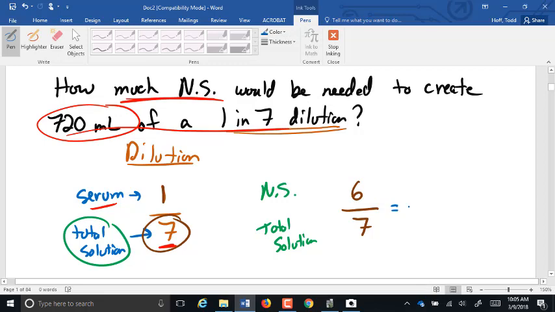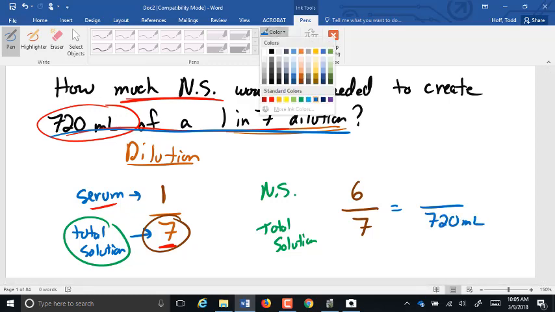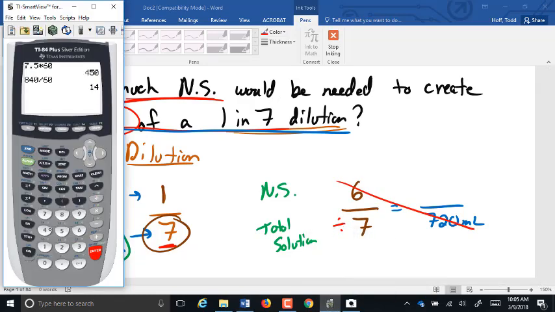And now we can put in the 720. Whenever it says so many milliliters of a 1 in 7 dilution or whatever dilution it is, the dilution is referring to the total solution. So that 720 is our total solution. We cross multiply and divide. 6 times 720 divided by 7 is going to be an ugly number.